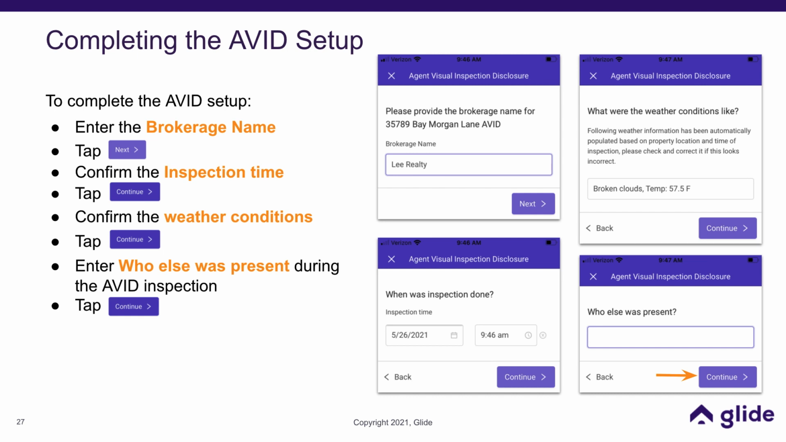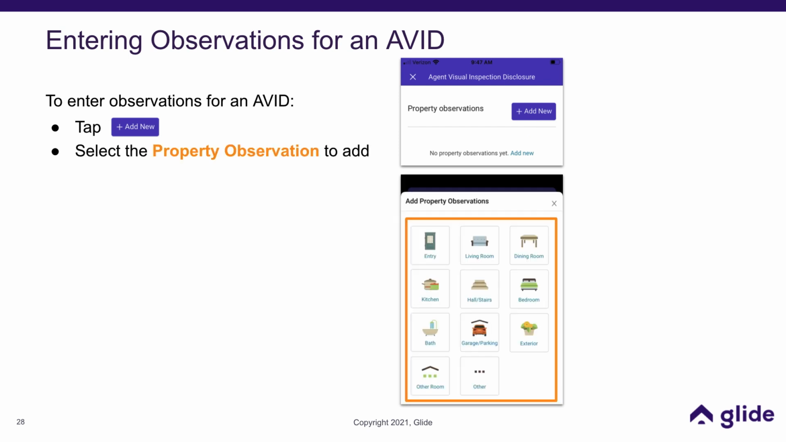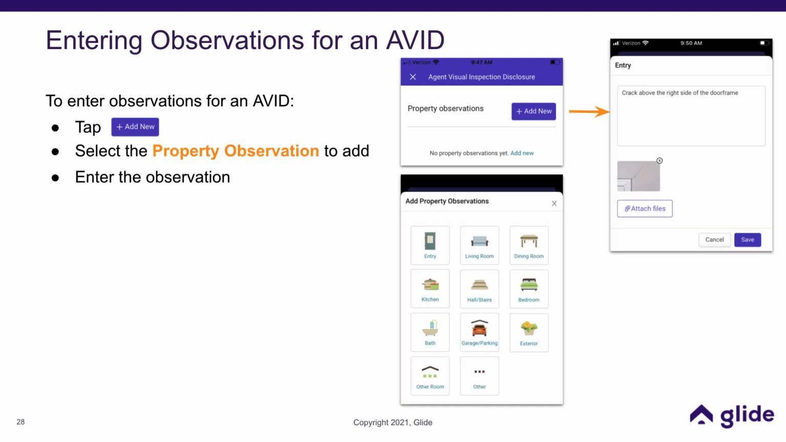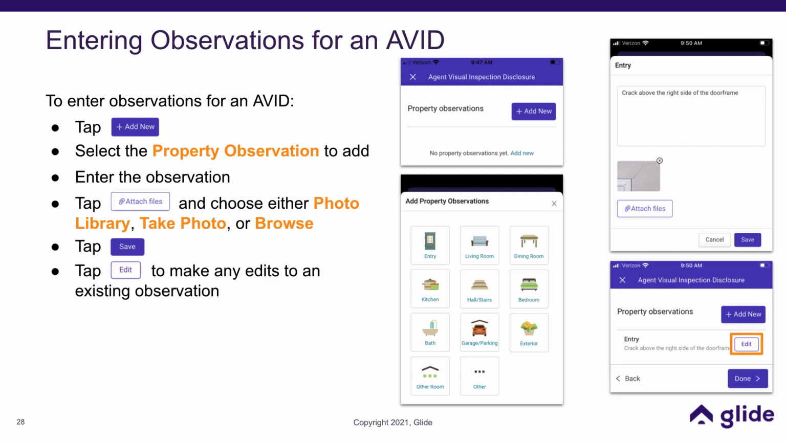To enter observations for an Avid, first tap the plus Add New on the top right of the screen. Then select the property observation to add, enter the observation, then tap Attach Files and choose either Photo Library, Take Photo, or Browse. Tap Save once the photo has been uploaded. Tap Edit to make any edits to any existing observations. Click Done once all observations for the property have been made.